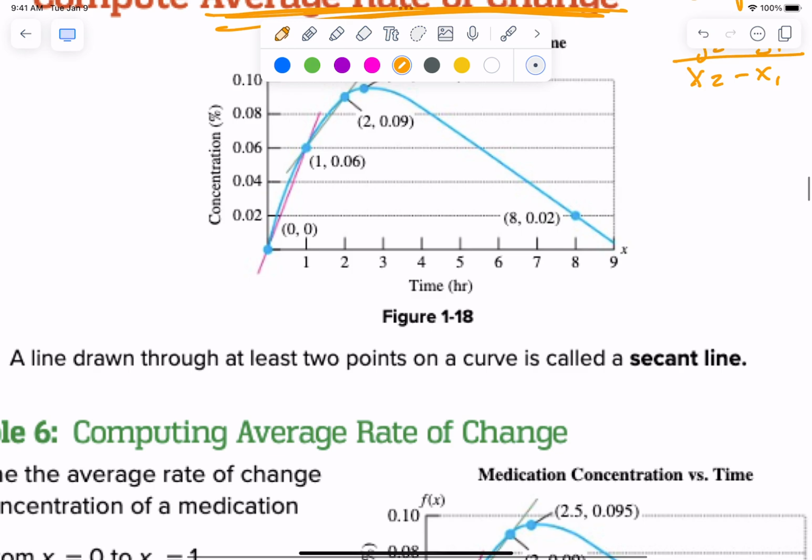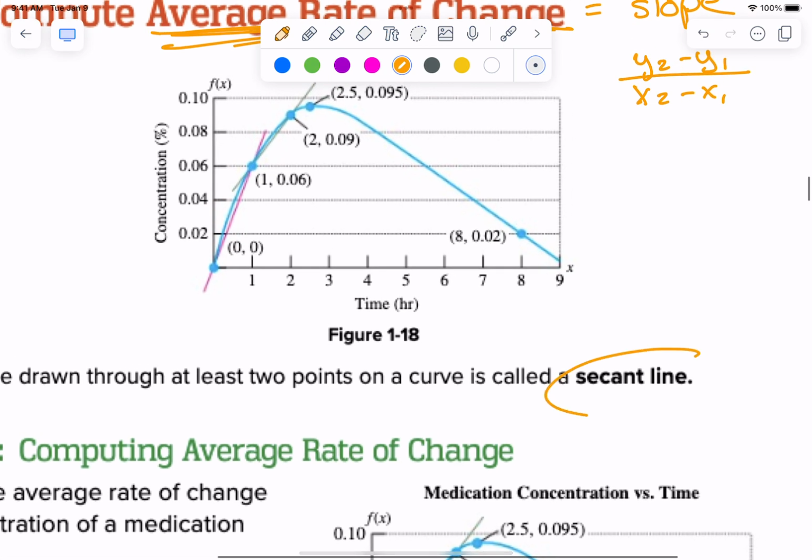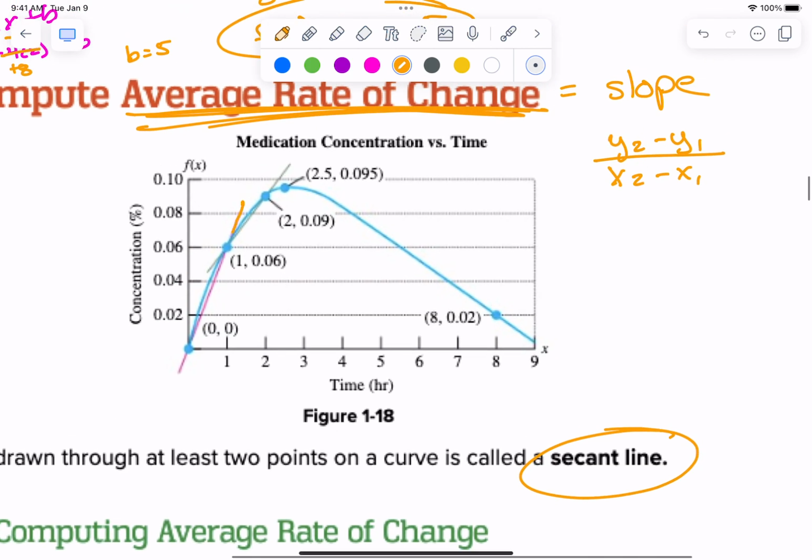A line drawn through at least 2 points on a curve is called a secant line. At least 2 points on a curve. So this guy right here. Now, if I draw it through only 1 point, what's that called? A tangent line. Okay, so 2 points on a curve is called a secant line. I can find the slope of that secant line by doing the slope between the 2 points.